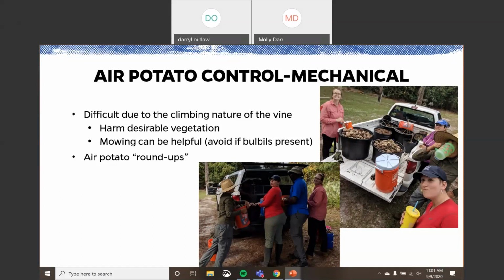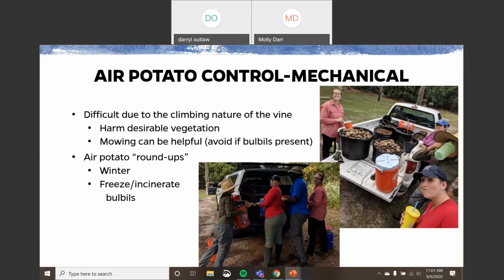It spreads the word about the damage that these species can do. All right, next. Now, if you're going to do one of these air potato roundups, I suggest that you do it in the winter, because many places in the southeast aren't real fun to hang out a couple hours in the hot sun during the summer.